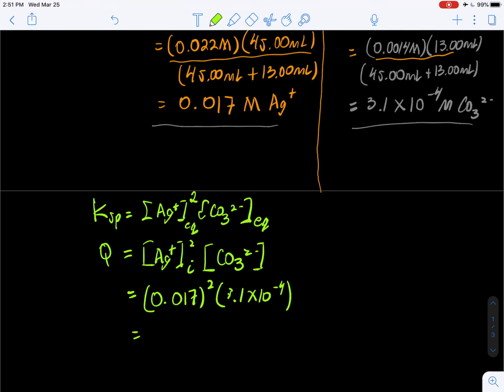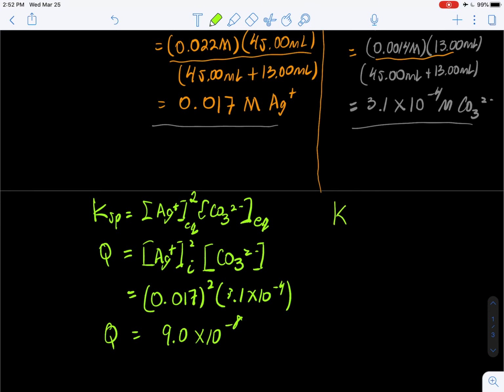And let's see what I get on my calculator. 17, square that, times 3.1 times 10 to the minus 4. Okay, so that's 8.959. I'm going to round this off to 9.0 times 10 to the minus 8, okay?